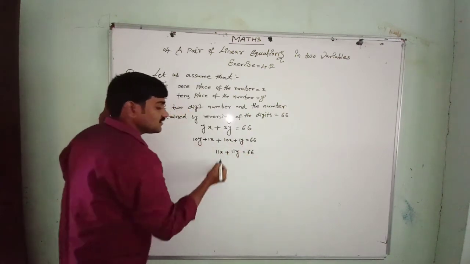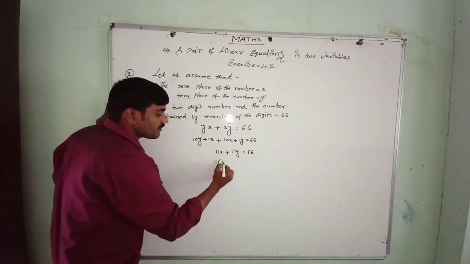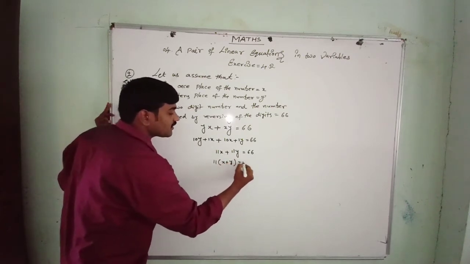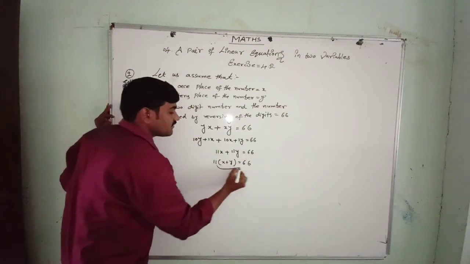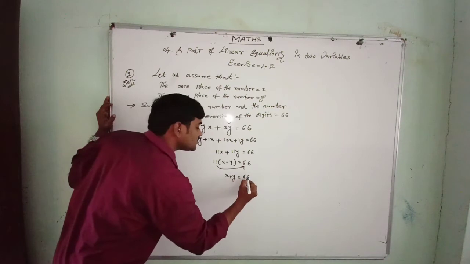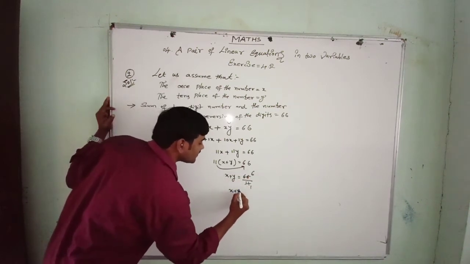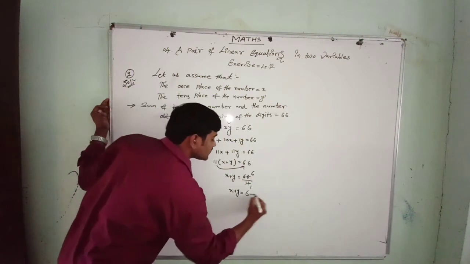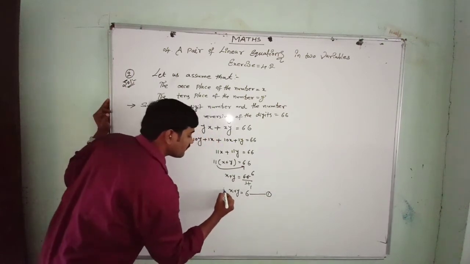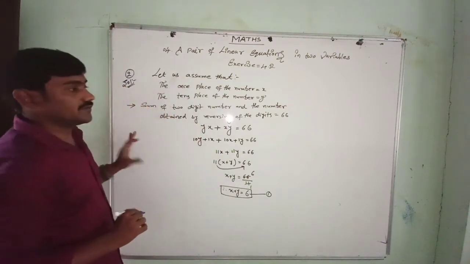If you take 11 common, x plus y will be left, that equals 66. This 11 will transfer to this side, so x plus y equals 66 by 11. 11 sixes are 66. So x plus y equals 6. This is equation number 1 from this statement.